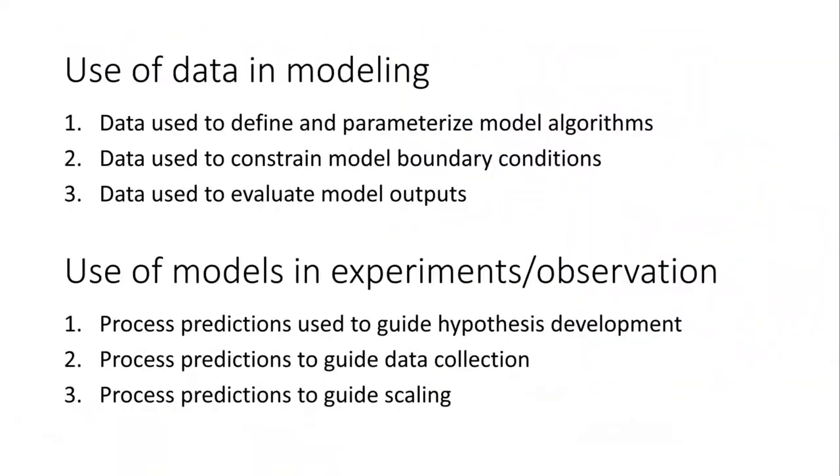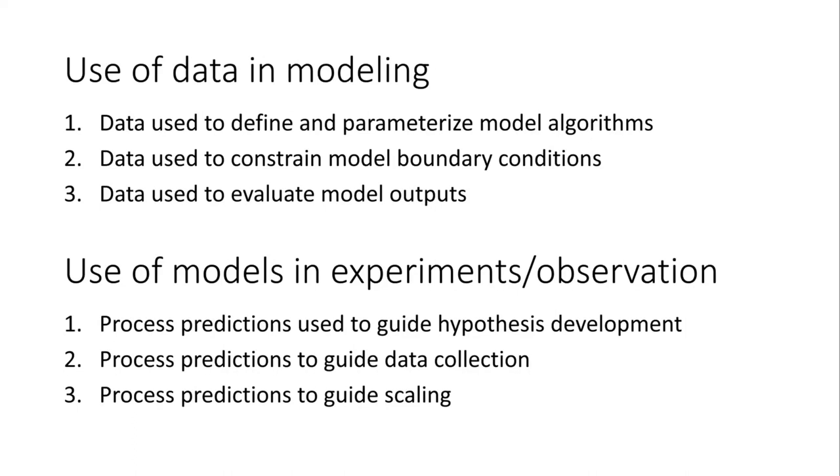We find it useful to categorize the kinds of inputs, the kinds of uses that we make within the modeling part of the project of data coming from different parts of the experimental and observational components. We have data that are used to define and parameterize model algorithms. We also have data that are used to constrain our model boundary conditions. And finally, we have hopefully independent data that are used to evaluate our model outputs.